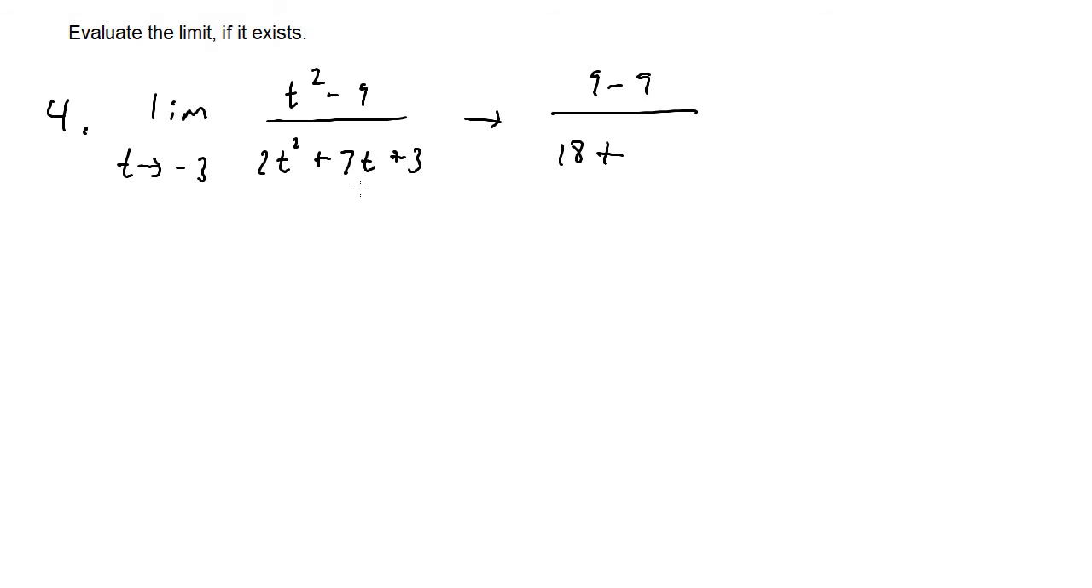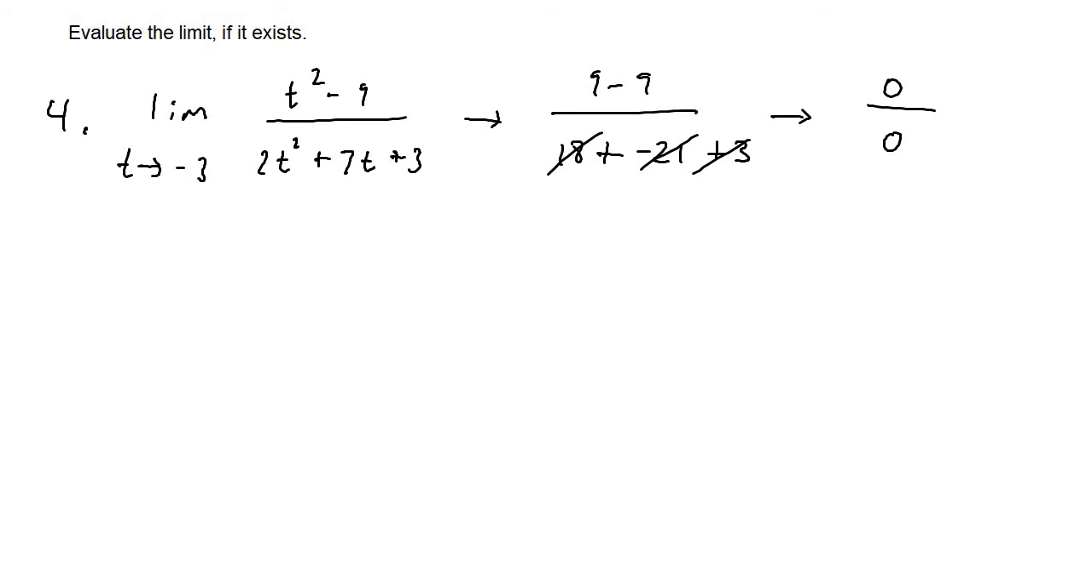We get plus 7 times negative 3, which is negative 21, and then plus 3. So 9 minus 9 is 0, over negative 21 plus 3, which is negative 18, and then 18 minus 18 is 0. Obviously we cannot divide by 0, so we cannot say the limit does not exist, but we can say that direct substitution does not work.